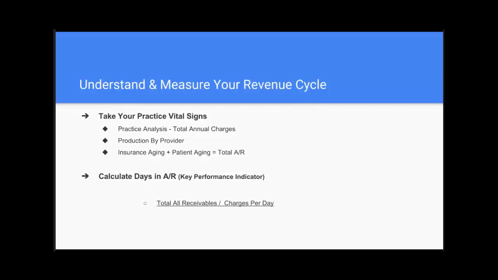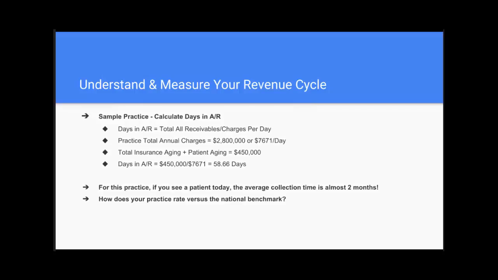So we've got our initial reports generated, and now we're ready to do that key performance indicator, which is called days in AR. And if you've not worked with days in AR before, I've got the calculation here. You're going to, first of all, get that total annual charges from your 12-month report, which we got on the practice analysis. And then you're going to have your total AR. That's the patient and insurance aging together. To do the calculation, we're going to do receivables over charges per day. So let me show you how you would calculate that by using a sample practice.